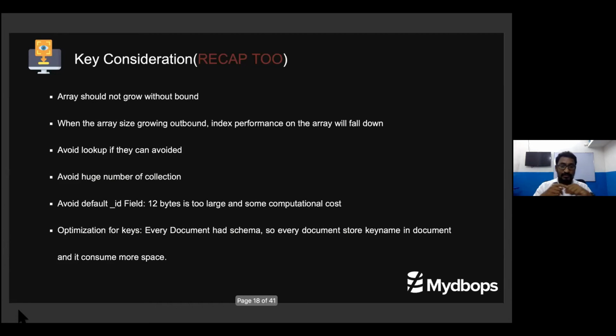And I also recommend to avoid underscore ID. Why? Because underscore ID is 12 bytes. It is too large according to my suggestion, because you can use a simple unique ID instead. When you are using underscore ID, by default MongoDB will create an index for underscore ID. It is also going to occupy space in memory. It is also going to occupy space in the system disk. So please consider this.